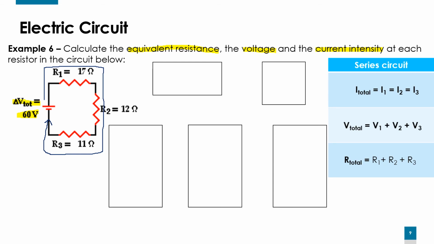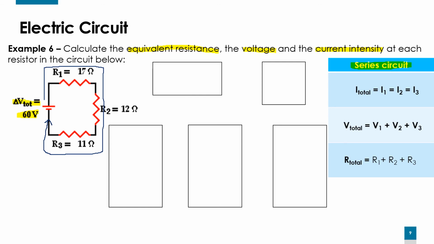If this is a series circuit, then you need to know this, okay? This needs to come to your mind. You can just look in your notes, but you need to understand how to use this. You don't need to memorize, but you need to know how to use it. So in a series circuit, I know my current is the same in all resistors. My total voltage is the sum of each voltage, and my equivalent resistance or total resistance is also a sum of all three.